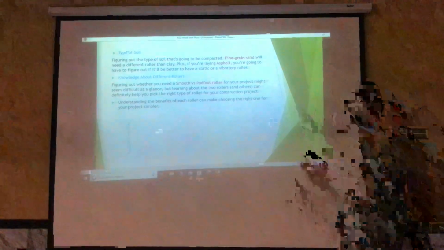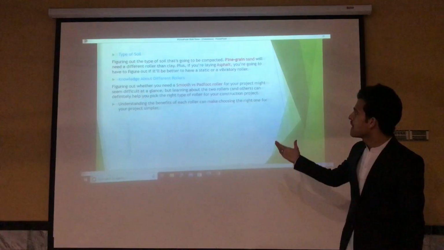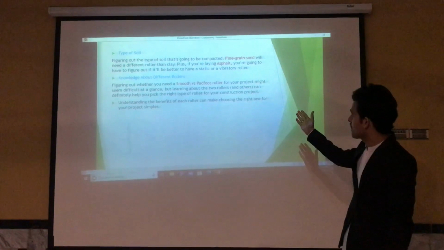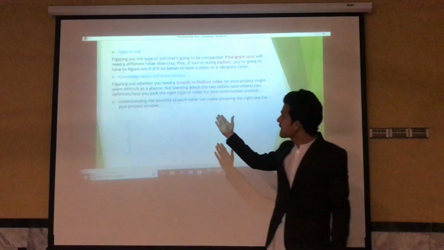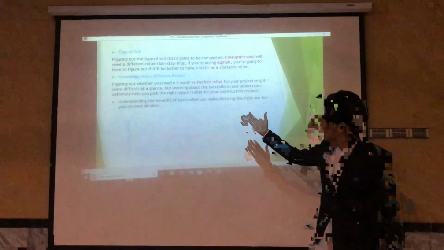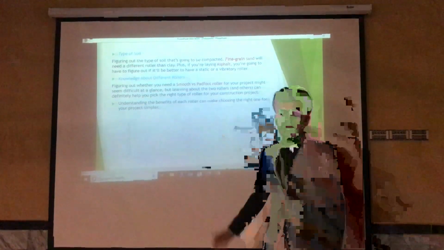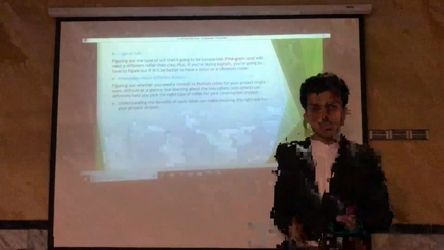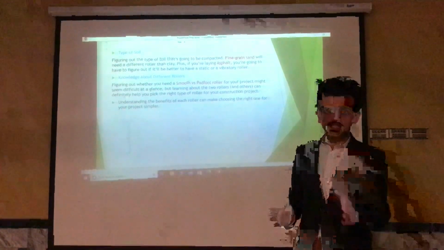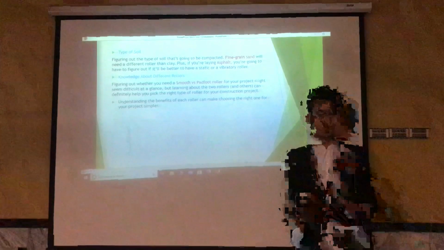Type of soil. Figuring out the type of soil that is going to be compacted. Fine grain sand will need a different roller than clay. Plus, if you are laying asphalt, you are going to figure out if it will be better to have a static or vibratory roller. On the basis of the soil characteristics, you must choose a good roller.